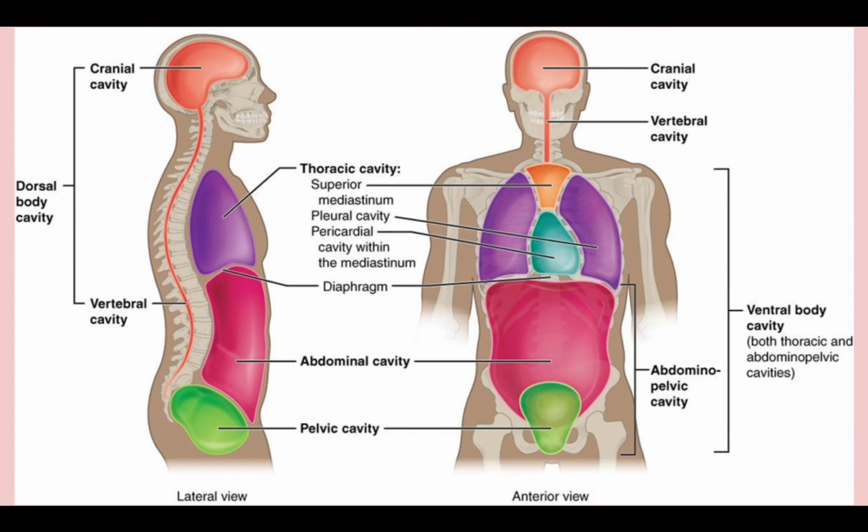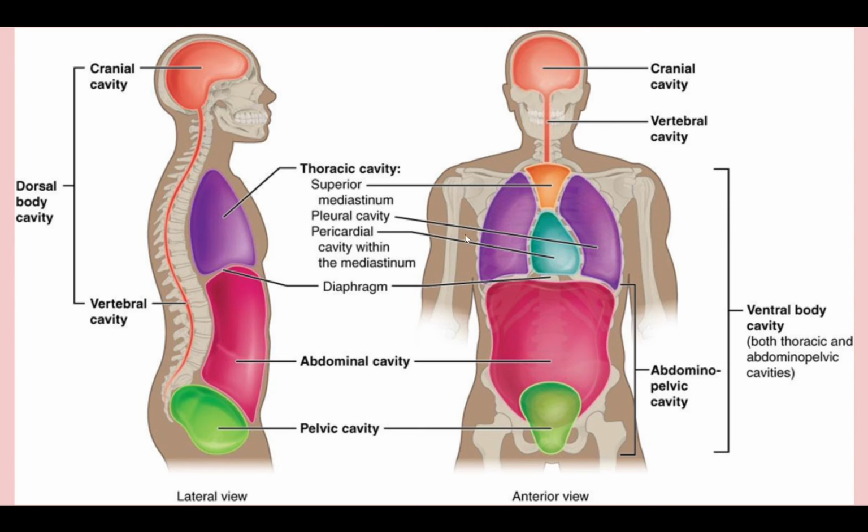Here is a picture that shows you the different body cavities. Your dorsal body cavities would be your cranial and your vertebral. Your ventral body cavities are going to be both the thoracic and abdominopelvic cavities. So thoracic is the purple here, and your diaphragm is here. That's the muscle that helps you breathe. And your abdominal cavity is the pink, and the pelvic is the green.